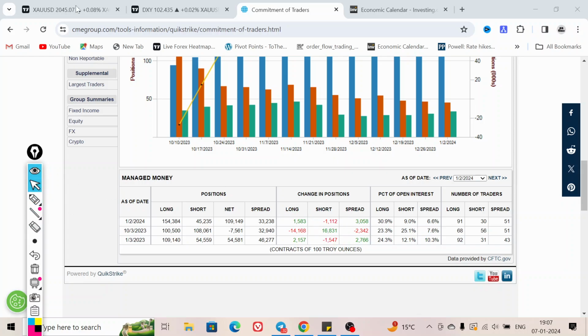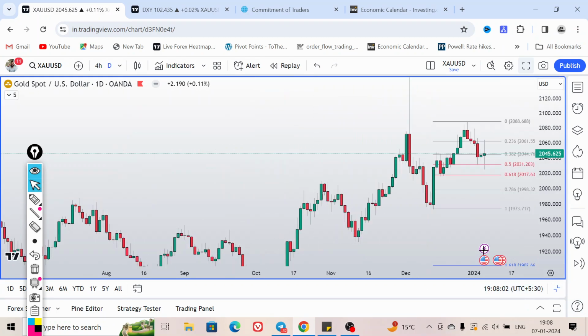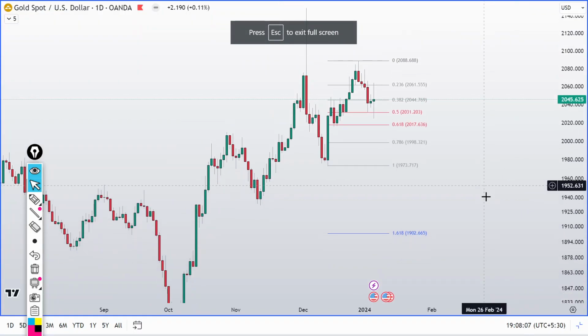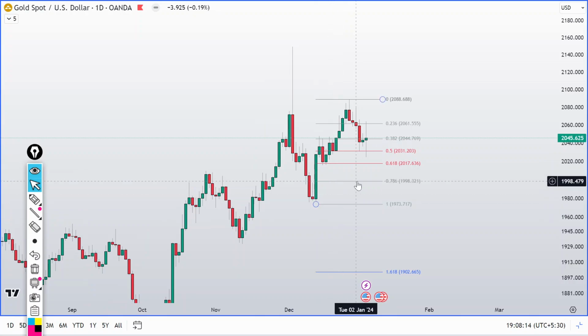So now let's move on to the price action chart, and we will start with the daily chart first. On the daily chart, you can see the day closed almost flat, and if we check the levels on the Fibonacci, I already shared this chart in the Telegram channel. If we draw Fibonacci from this low around 1973 to this high around 2088, you can see this zone right over here.